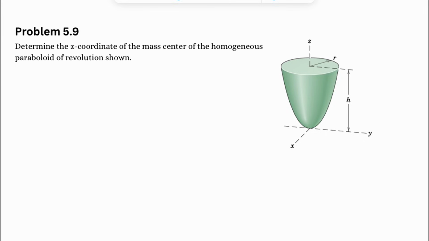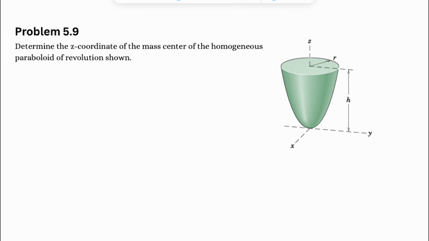Alright guys, we have another question from the centroid chapter of Meriam textbook, and we need to determine the z coordinate of the mass center of the homogeneous paraboloid of revolution shown. So we're dealing with the 3D center of mass, and as always we have to consider our element for the first step.